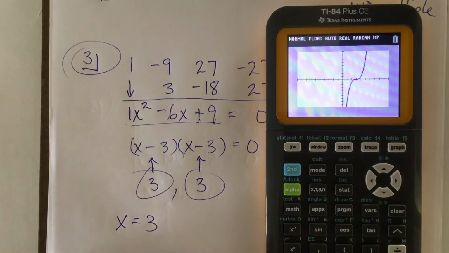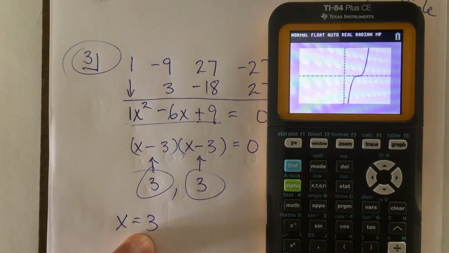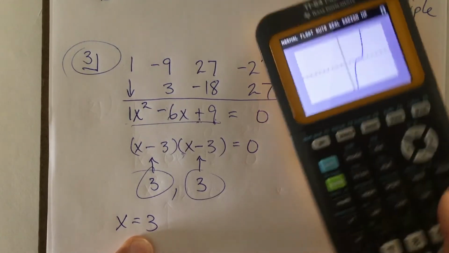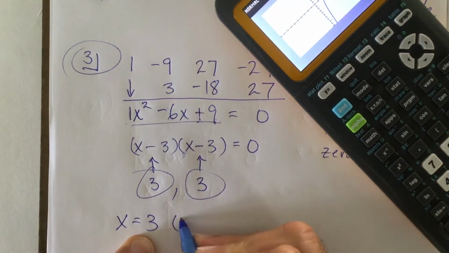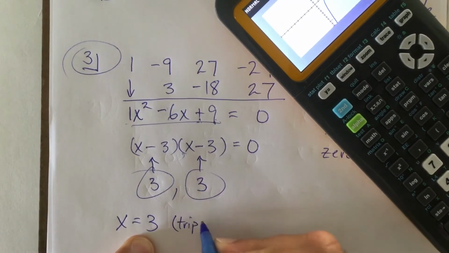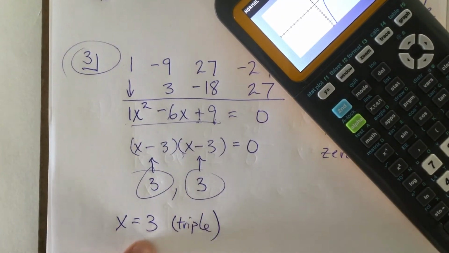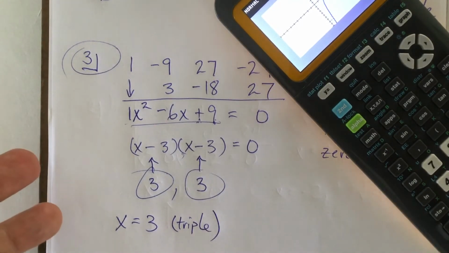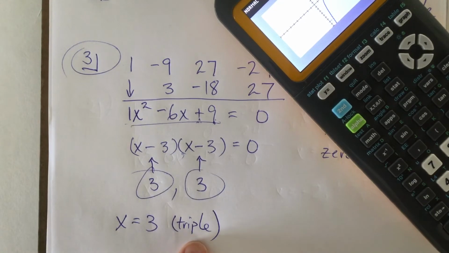You don't have to write it down 3 times for me. If x equals 3 is the only value that works, that's okay. But on the answer key, you'll notice I wrote the word triple so that you understand, hey, that's all you're going to get. It's just a multiple root. Now, technically, these are called triple roots. That's why I call them triples when I teach people how to graph them.